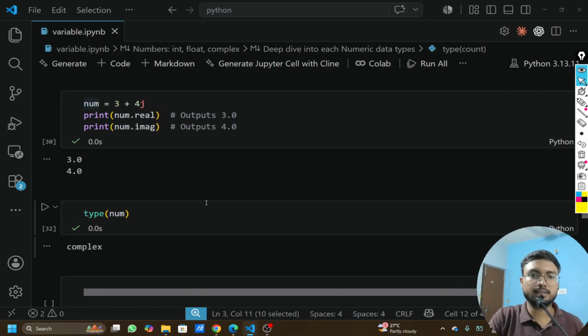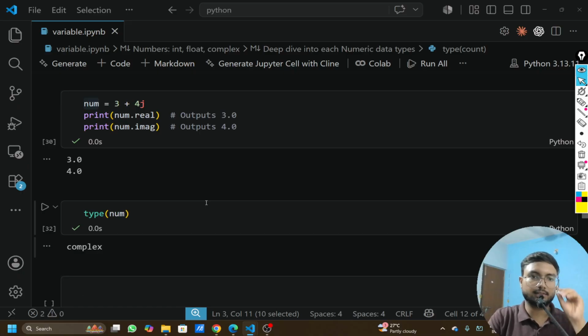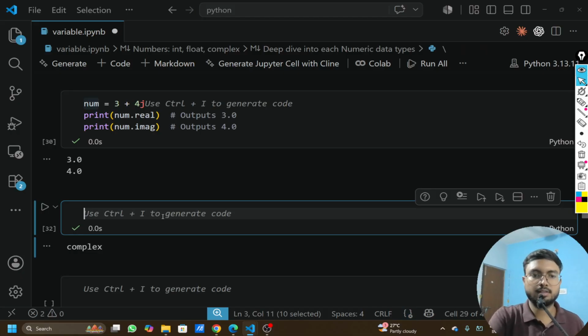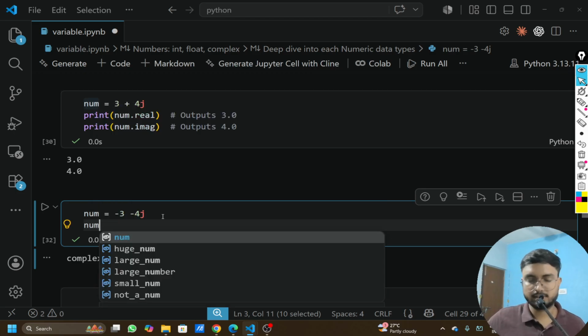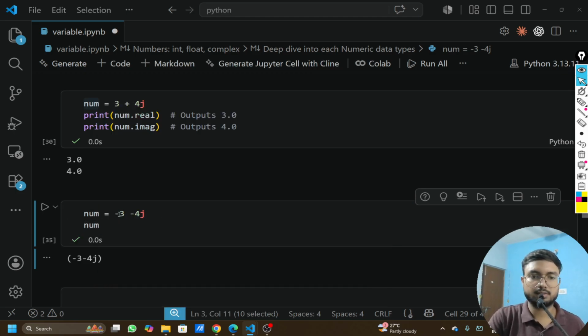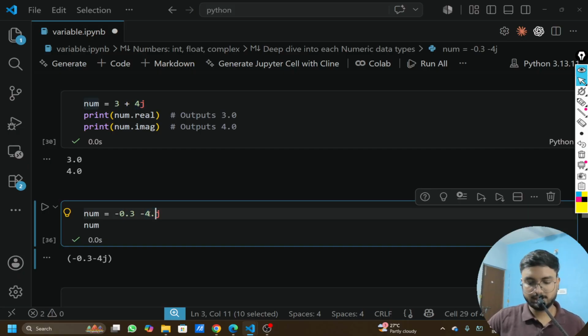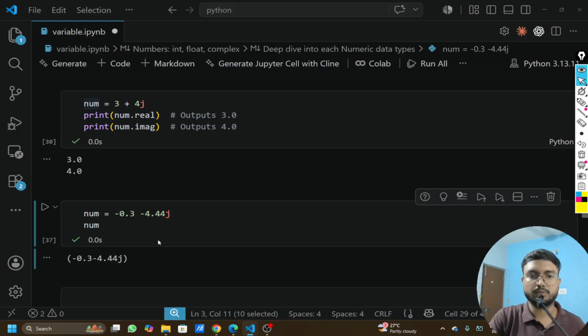Now there is one thing that we can check here. Can we have a negative value in a complex number? Let's try it for both the real and the imaginary term and print. Yeah, it's working. It's not an issue. Now let's try to have some decimal values for real. This is also working. And for imaginary, this is also working. So we can do all these manipulations.